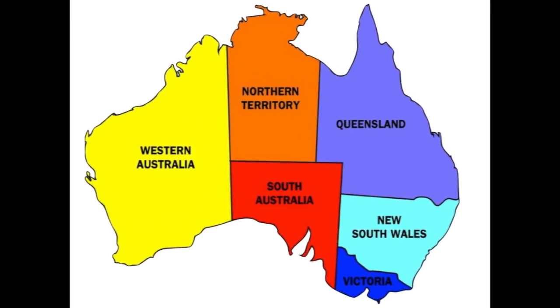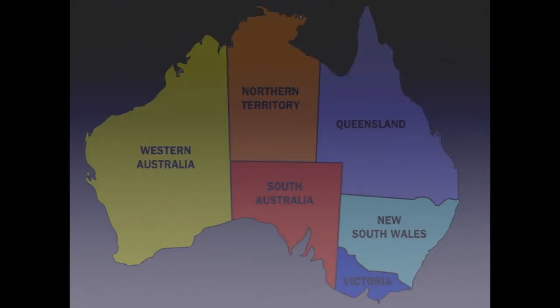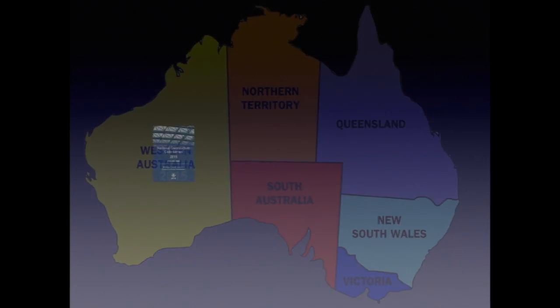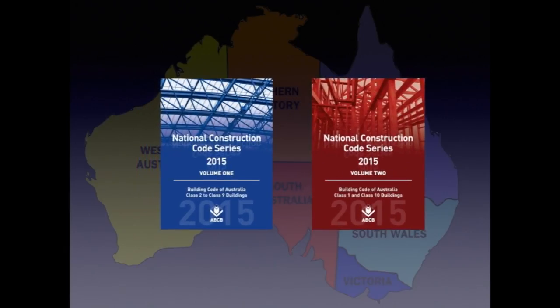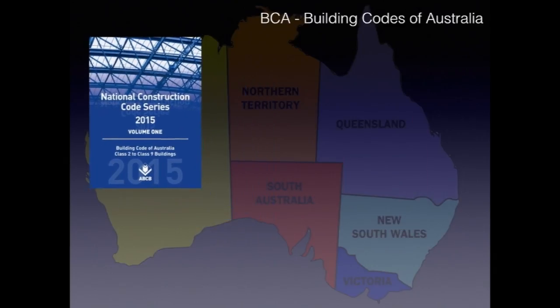The NCC applies to the design and construction of all buildings and is organised into 3 volumes. The first 2 volumes contain the General Building Provisions, also known as the BCA, or Building Code of Australia. In this video, we're going to focus on Volume 1 because it contains the fire-resistant requirements of a building.